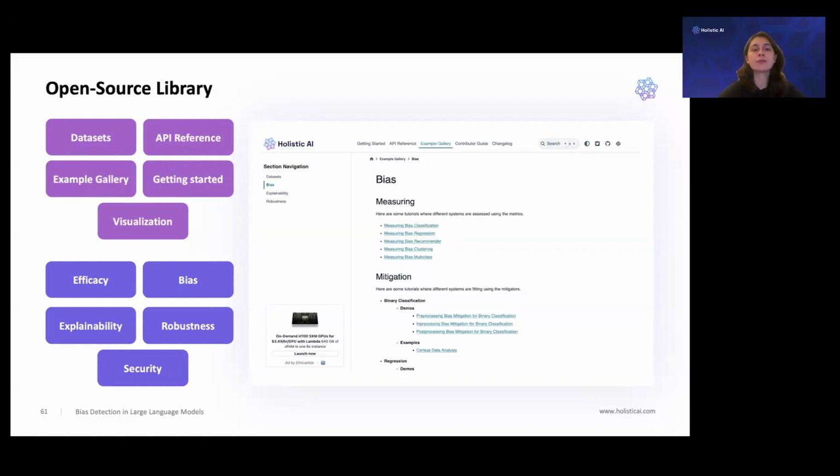Another thing is that there is a great example gallery, which is a collection of real-world case studies, which showcase the Holistic AI library in action. These examples aim to inspire developers and researchers to apply these tools in their own AI projects. And additionally, this library offers several datasets for benchmarking new methods of responsible AI. And these datasets also serve as learning tools to demonstrate how to assess responsible aspects of AI-based systems. Last but not least, this library offers a wide range of visualization options for data exploration, metrics analysis, and method evaluation.